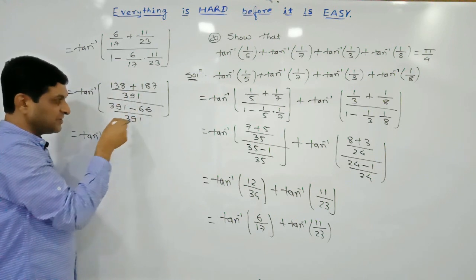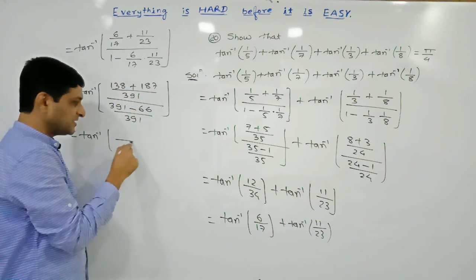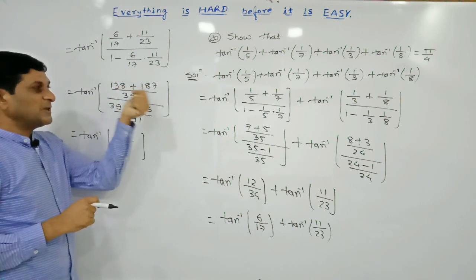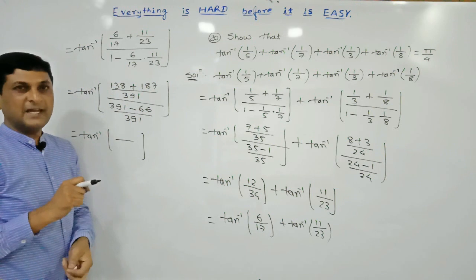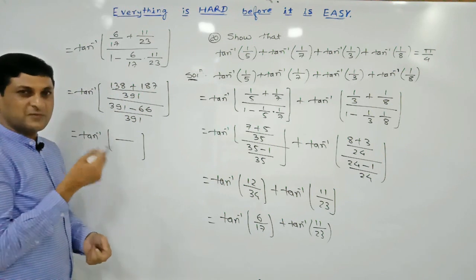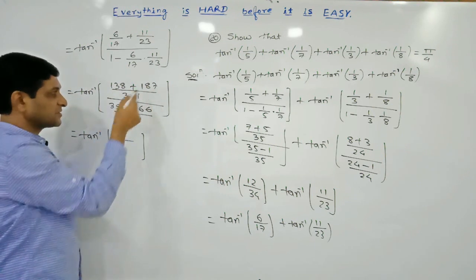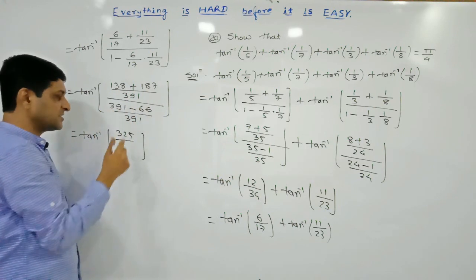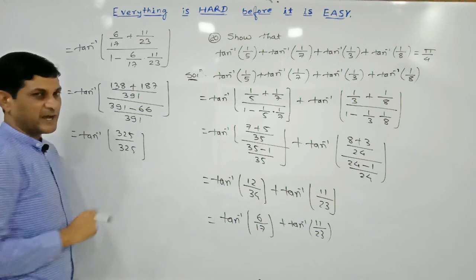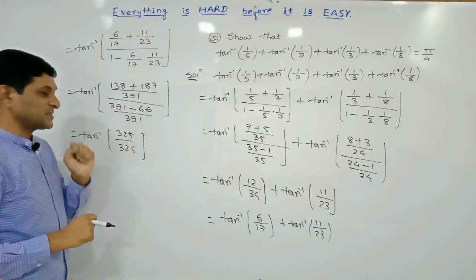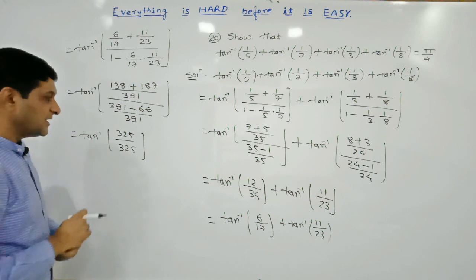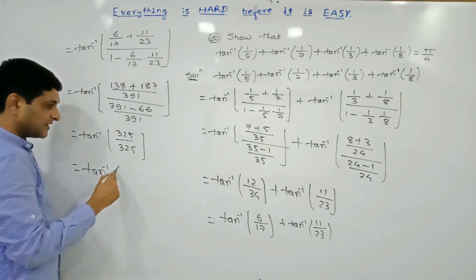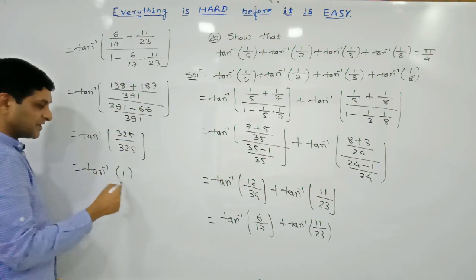So 391 will get cancelled. After cancelling 391, see what is the addition of these two terms. 138 plus 187 equals, check whether its value is equal to 325, and in the denominator check that this difference is also 325 or not. 391 minus 66 equals 325. So what result are we getting here? Tan inverse of, both the terms will get cancelled, and here we will get 1.